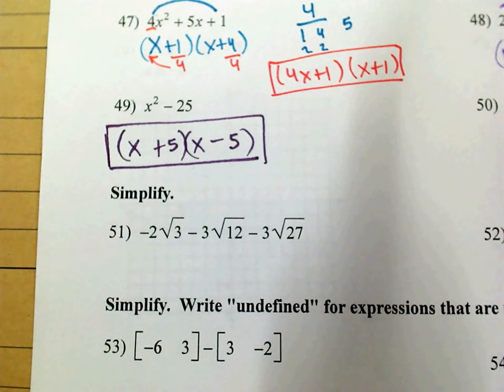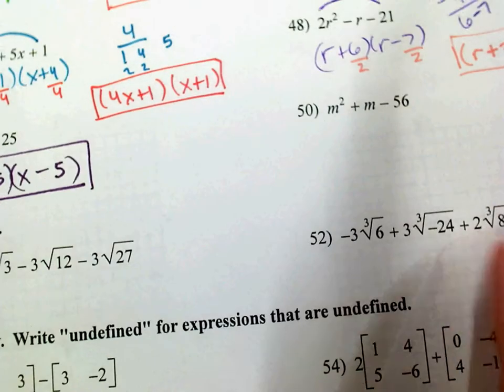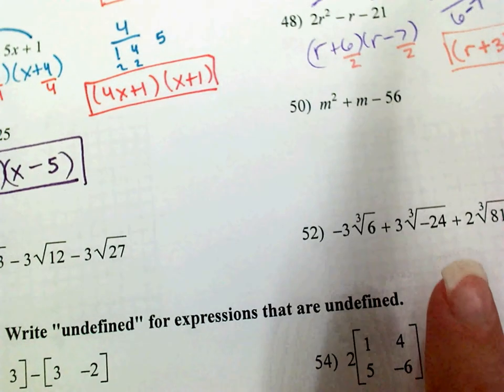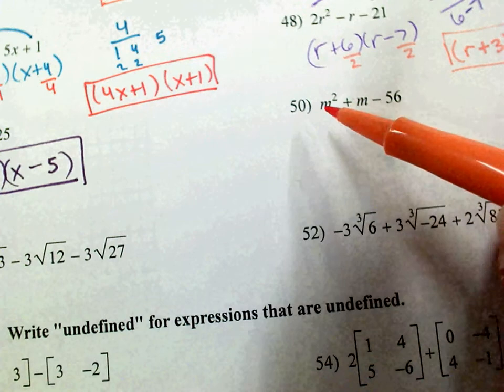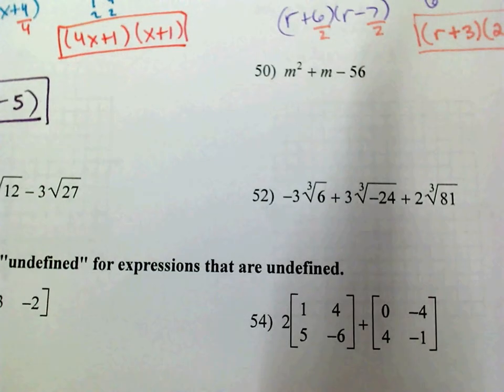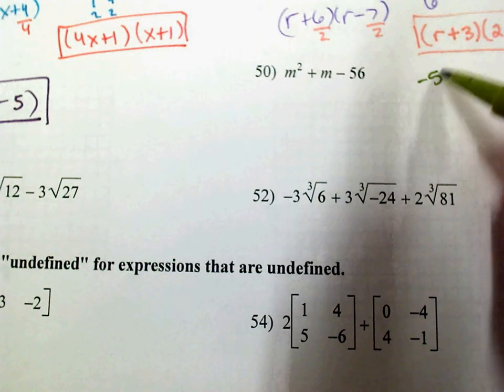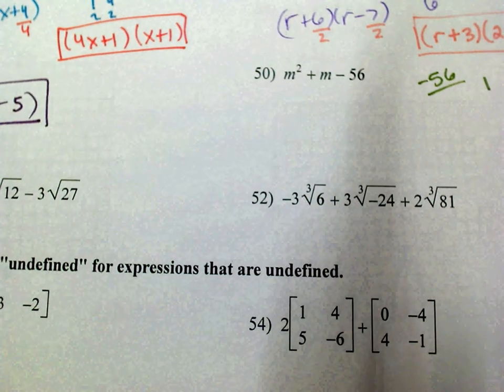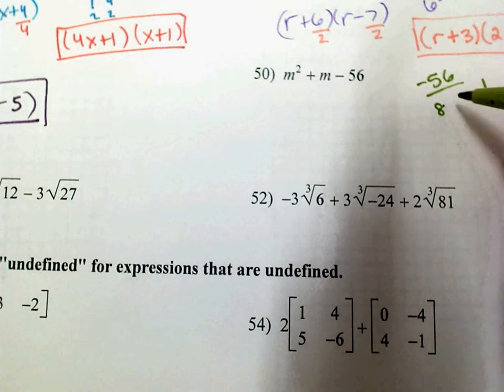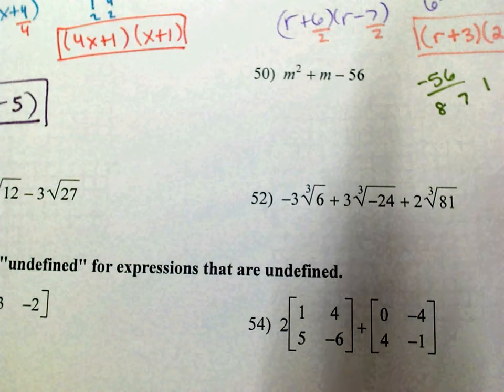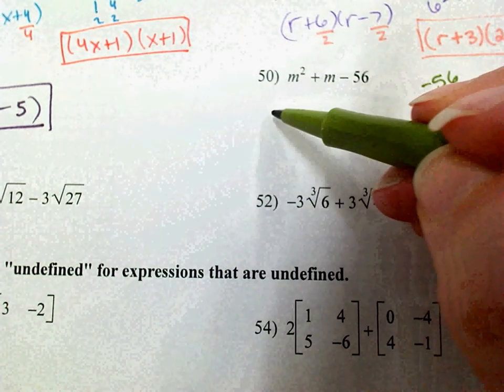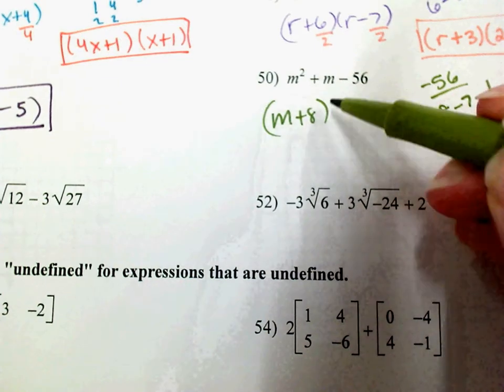All right, so on 50. Is there a number in front? Oh, just a 1, so I don't need to multiply, right? So what are the factors of negative 56 that add up to 1? 8 and 7? Which one needs to be negative? 7. So I've got m plus 8, m minus 7. Am I done? Yeah.